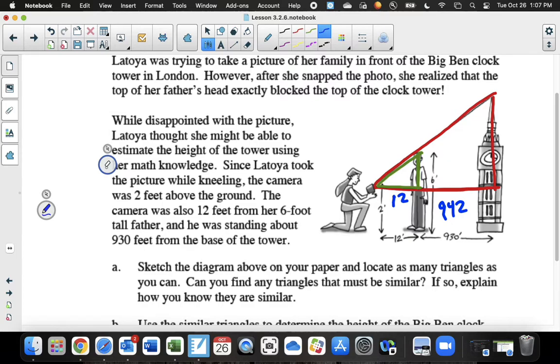As long as we're in the green triangle, what's the height? 4. Why 4, Emily? Yep. He's 6 feet tall, but the camera is 2 feet off the ground, so you take that 2 away and we end up with 4. Now what we're trying to figure out is the height of the tower. I'm going to put an X here. Find X. We know the triangles are similar because we have right angles. We've got angle-angle similarity.